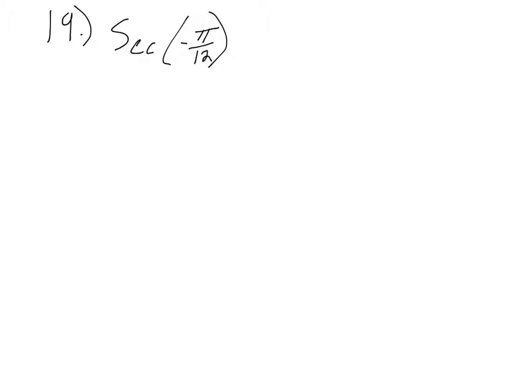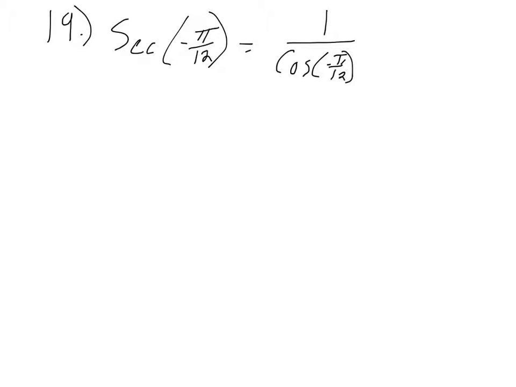We're going to use our sum or difference identities to figure this out. So first of all, we only have sum and difference identities for sine and cosine and tangent. So let's write this in terms of cosine first of all.